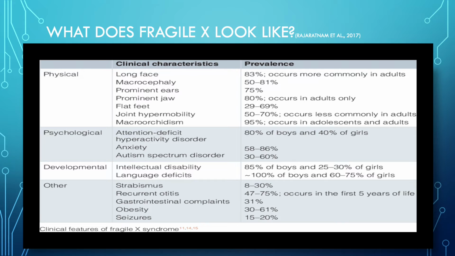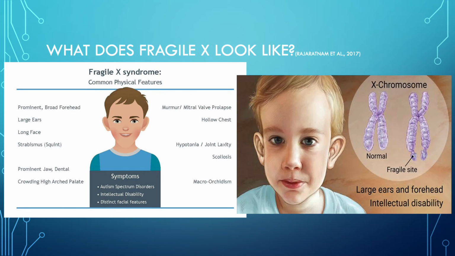Some of the other things that often happen with people who have Fragile X syndrome and have been found among those are strabismus, recurrent otitis, gastrointestinal complaints, obesity, and seizures. Below you will see 2 pictures of some of the common physical features of those with Fragile X syndrome.